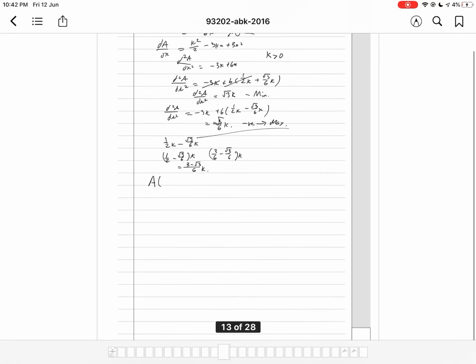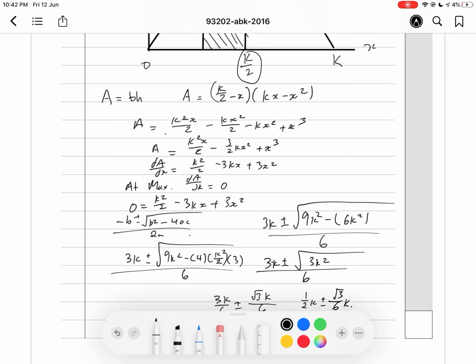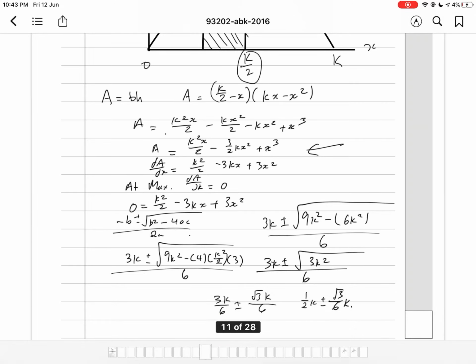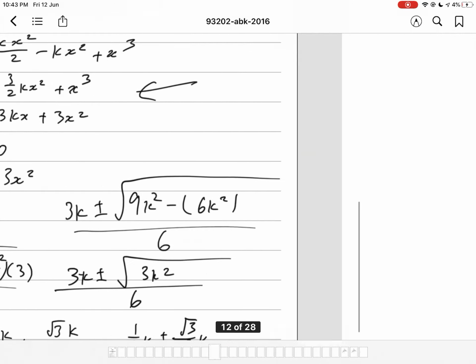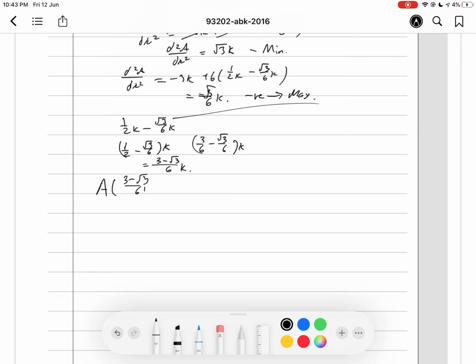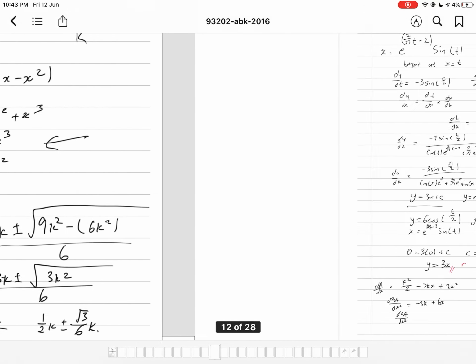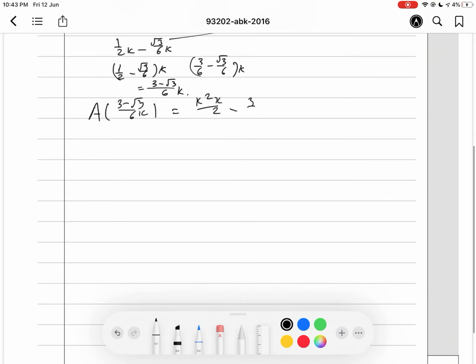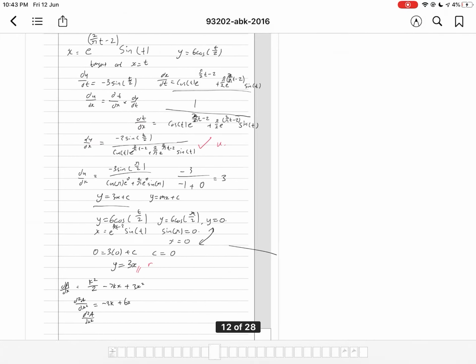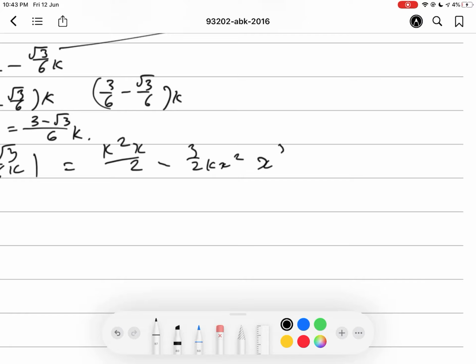Now we need to substitute back into our area formula. What was our area formula? Our area formula was this: k squared x over 2 minus 3 over 2 kx squared plus x to the power 3. Okay, that is our function.